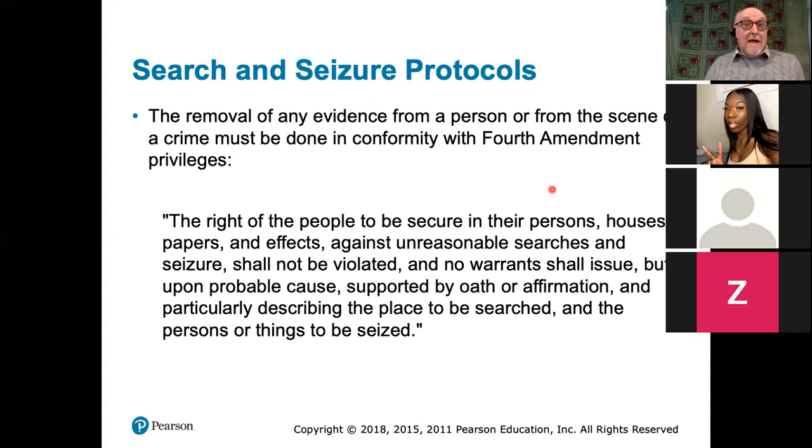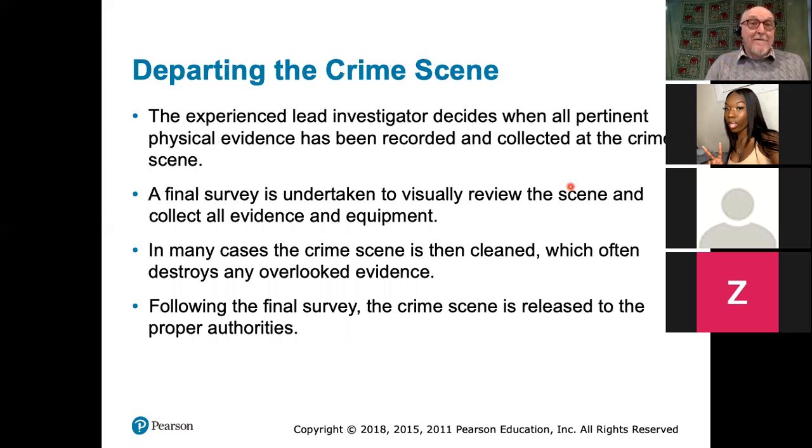Otherwise, for all intents and purposes, the evidence remains your property. It is yours until the court says, no, this may be acquired to be used in a court of law or in an investigation.